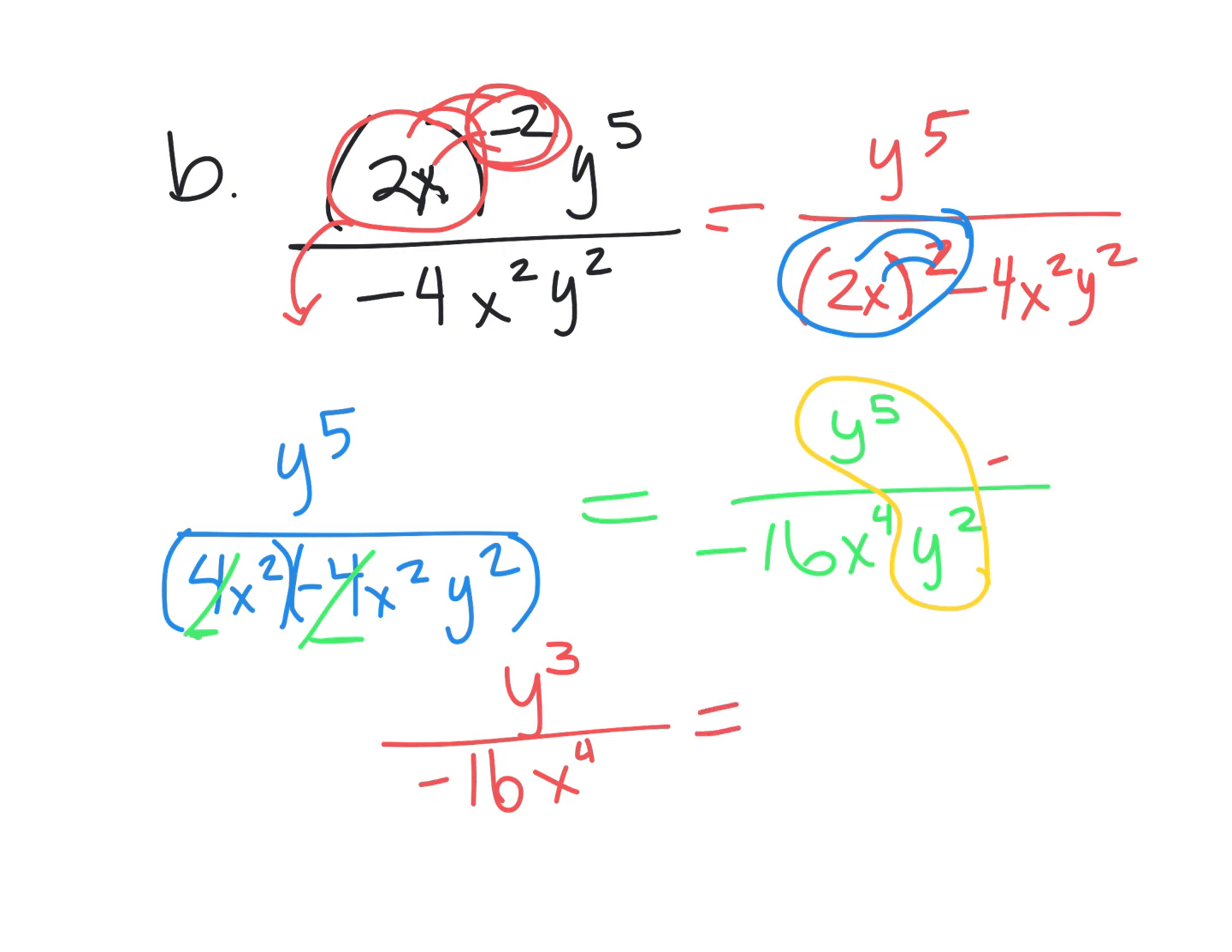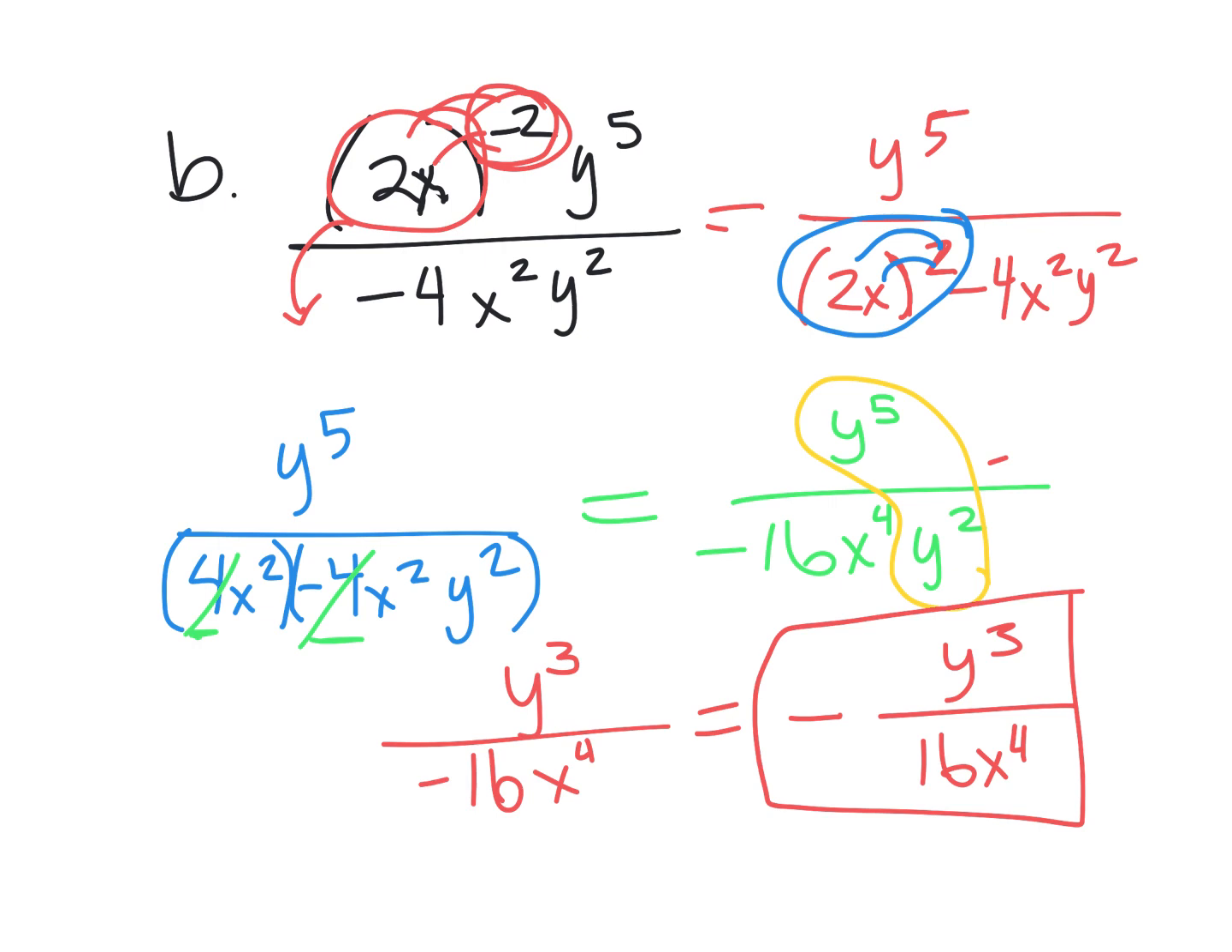Technically, you would make the whole equation negative, so you'd say negative, and then you do y to the 3 over 16x to the 4. So this is a more proper answer. However, I still would have accepted that one.